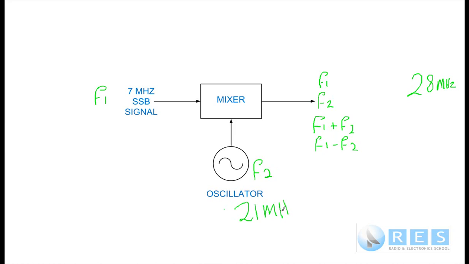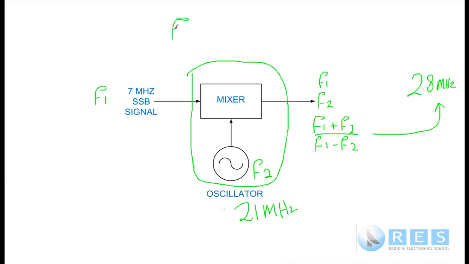If I put that oscillator on 21 megahertz, then F1 plus F2 is going to be 28 megahertz. And that's how we change a signal from one frequency to another. That's one of the ways of changing a signal, the most common way of changing a signal from one frequency to another. When we use a mixer and an oscillator to do this, we give them a combined name of exactly what they do: frequency converter.